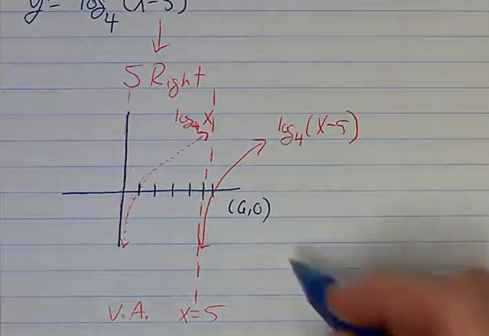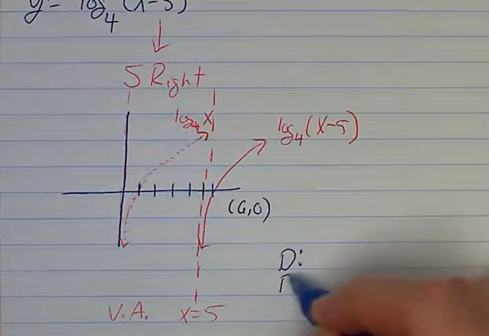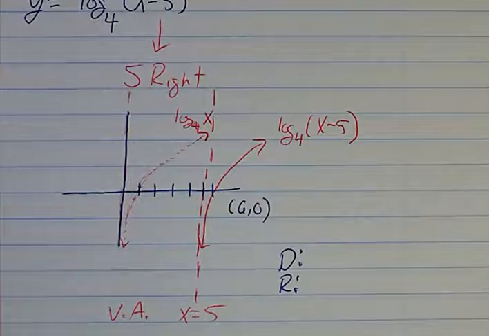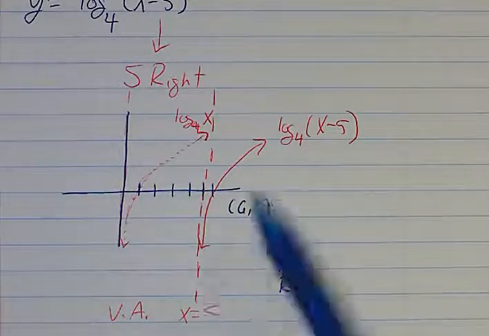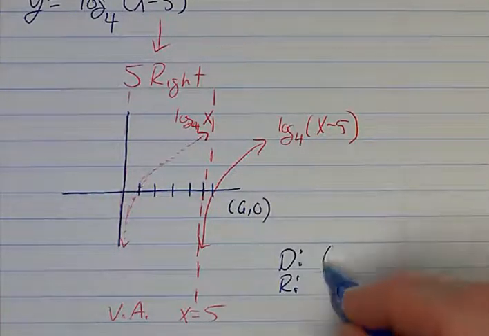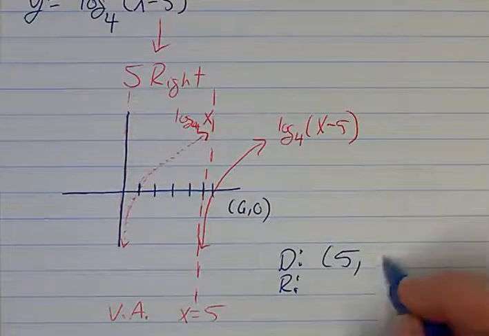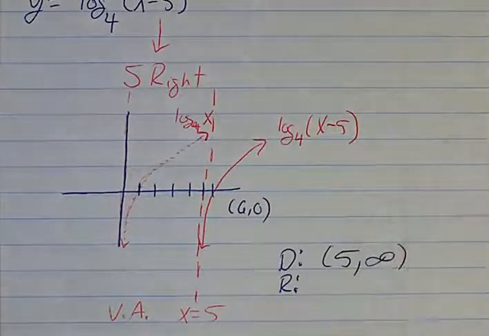So if you had to do domain and range here, and again, domains are x values. So we're cut off. We cannot get below 5. So same thing for domain here. 5 is your cutoff line, but you can go from 5 to infinity and pick any number there.